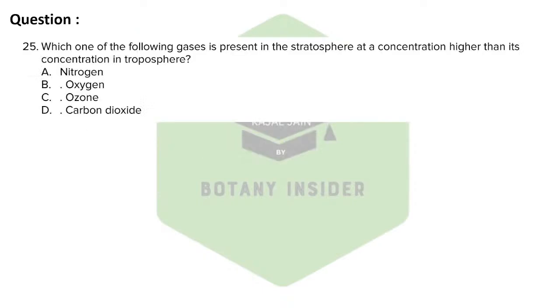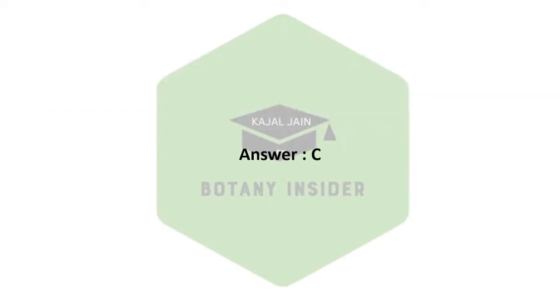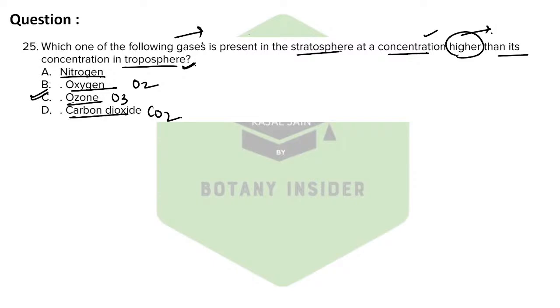Next question: which of the following gases is present in the stratosphere at a concentration which is higher than its concentration in the troposphere? This is a basic general science question. First option is nitrogen, second is oxygen O2, third is ozone O3, then you have carbon dioxide. Simple, basic question. C is the correct answer. Ozone is present in the stratosphere at a concentration higher than in the troposphere. So remember this as well. Very easy question. All the questions that we are doing today are previous year questions.